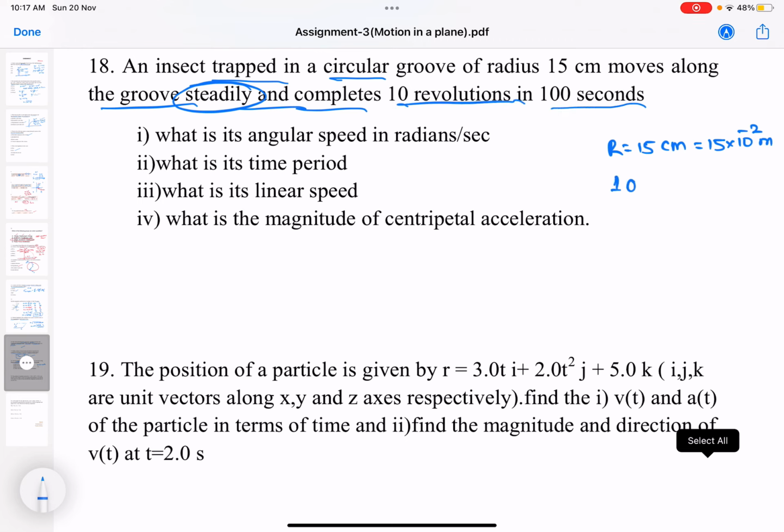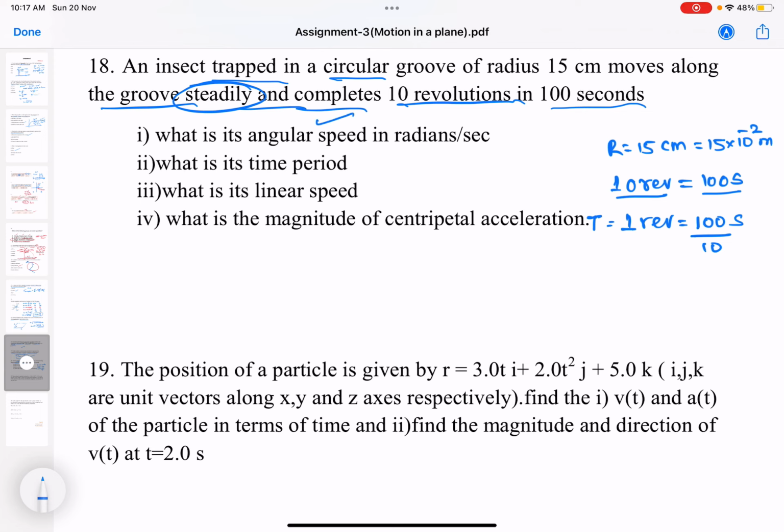For 10 revolutions, time taken is how much? 100 seconds. So the time taken for one revolution is called the time period T, that equals 100 seconds by 10. Time for 10 revolutions is 100 seconds, so time for one revolution is 100 by 10. Time for one revolution is called the time period T. So you get the time period T here.